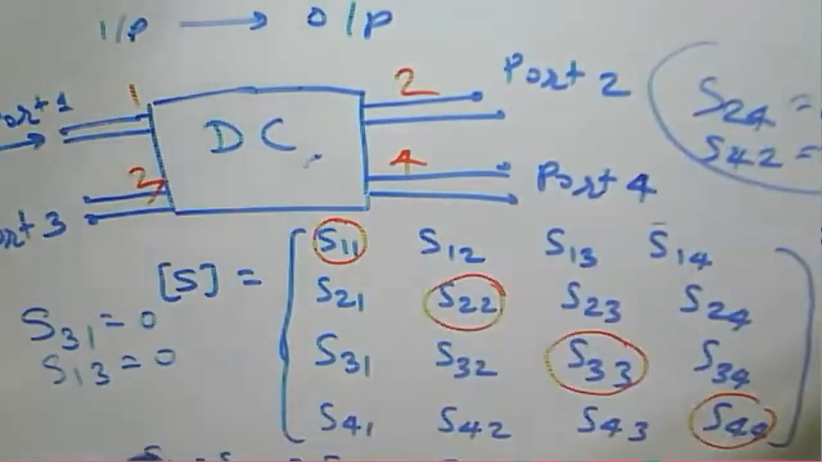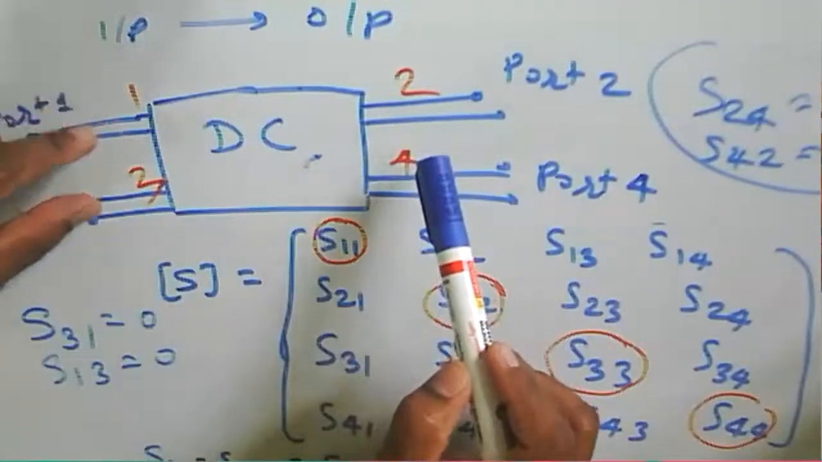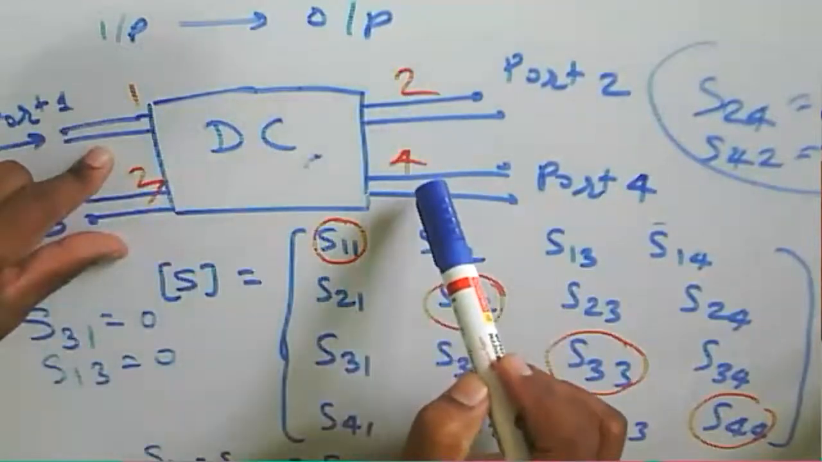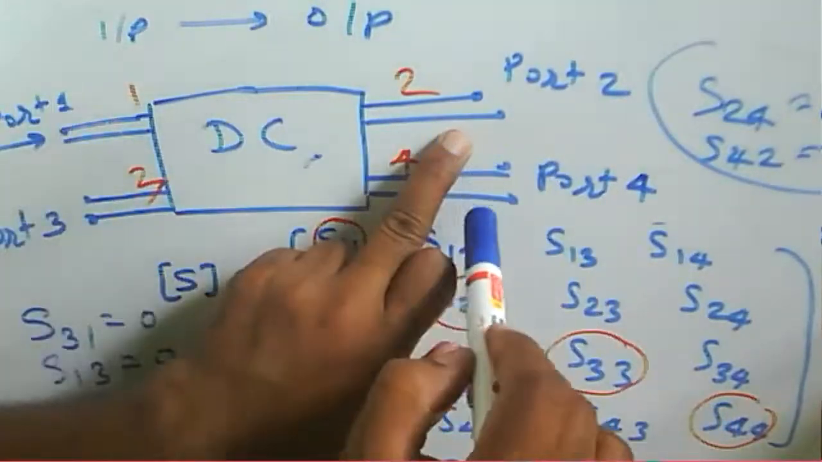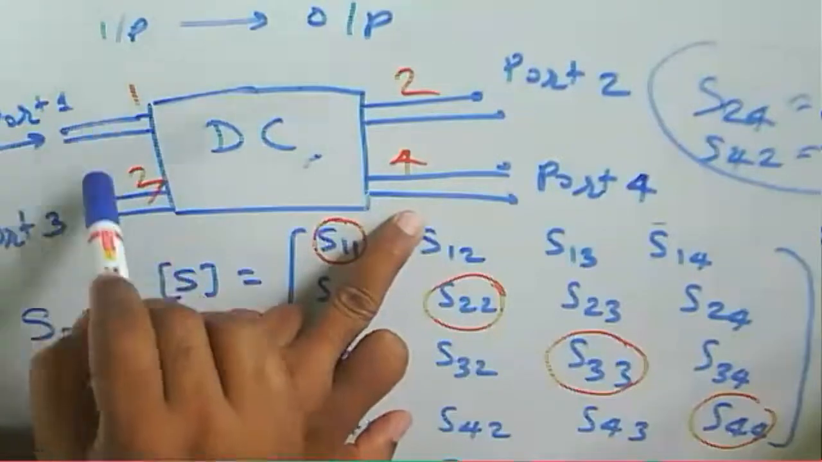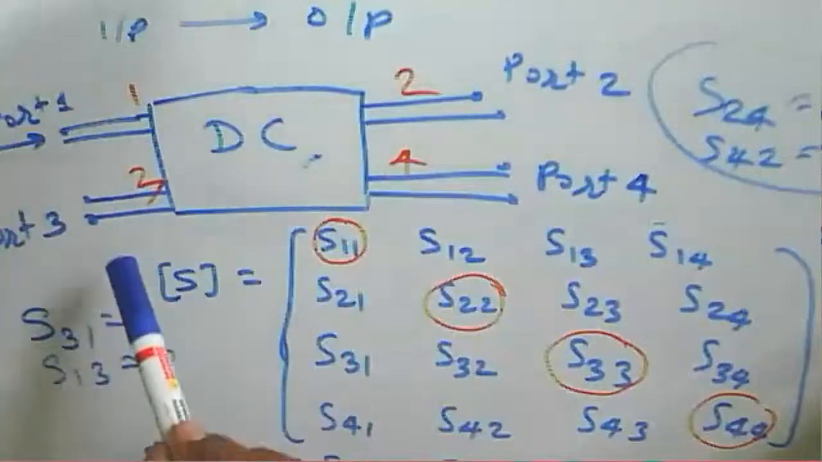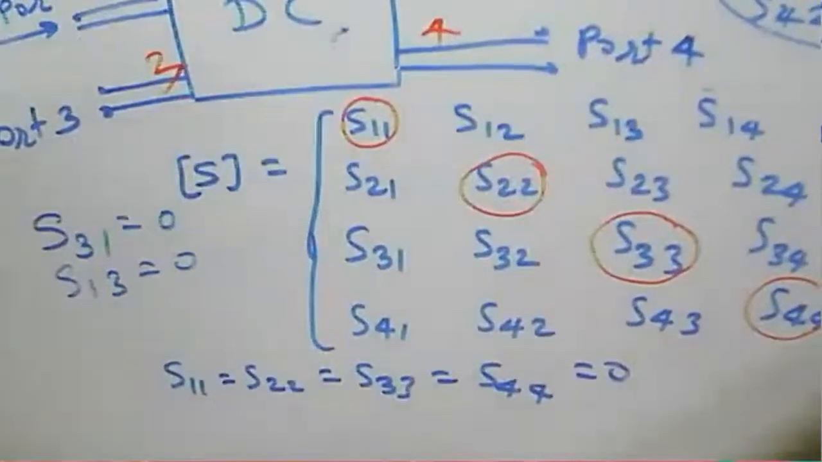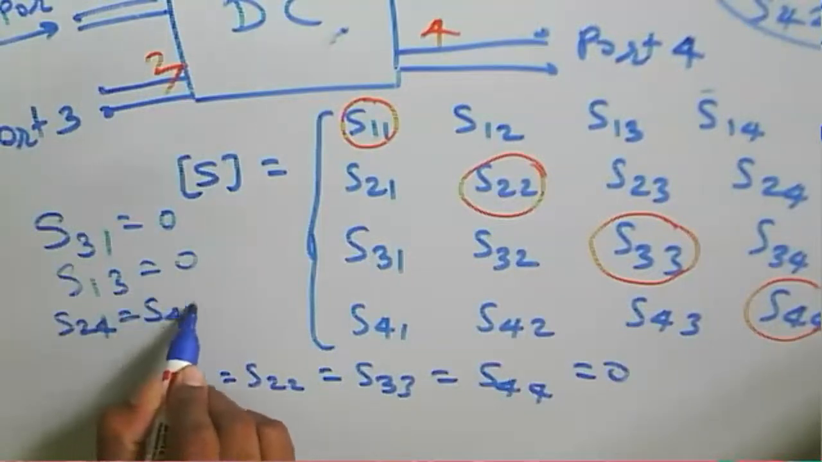Why is it 0? If we provide the input to port 1, this one is isolated, no coupling, and output is available only at 2 and 4. If we provide the input to port 3, no output is coupled to port 1; output is available at port 2 and port 4. If we provide the input to port 2, power will be forwarded to 1 and 3, with no coupling at port 4. If we provide the input to port 4, power will be coupled to 1 and 3, with no coupling to port 2. That's why S24 or S42, S13 or S31 becomes 0. So now we can write here S13, S31. Similarly, S24 is equal to S42 is equal to 0.